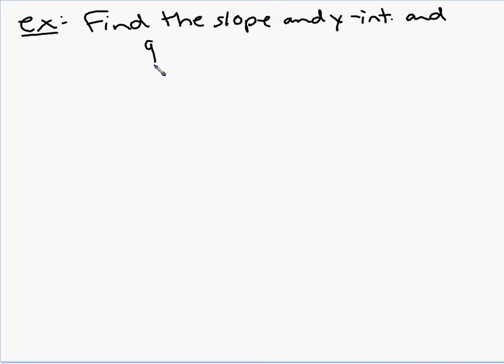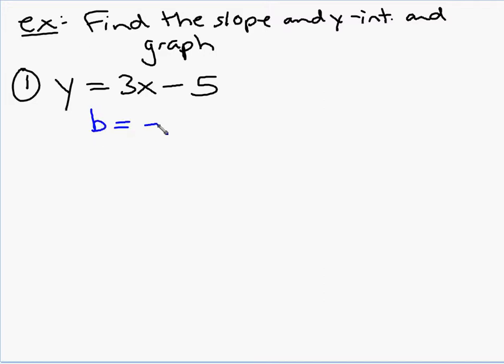Delta y. So anyway, find the slope and y-intercept and graph. This will be pretty easy because you've done it before, but there are still some mistakes that people can make, and it is still very important that we get it right. So let's start with a very easy one, y equals 3x minus 5. If it's already solved for y, this is super easy, isn't it? The y-intercept, we call this b, is negative 5. And the slope is 3.